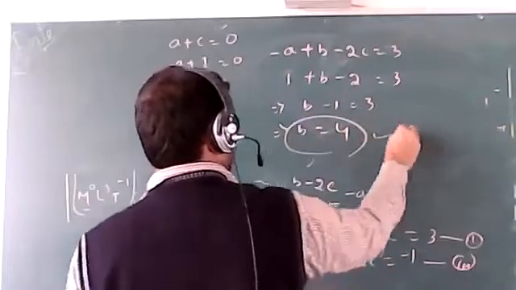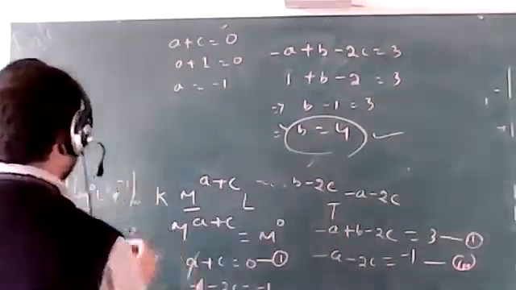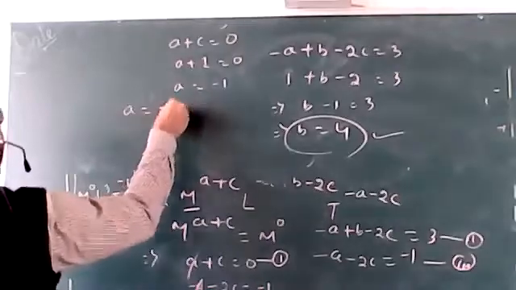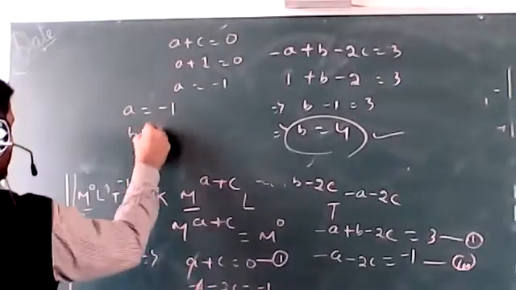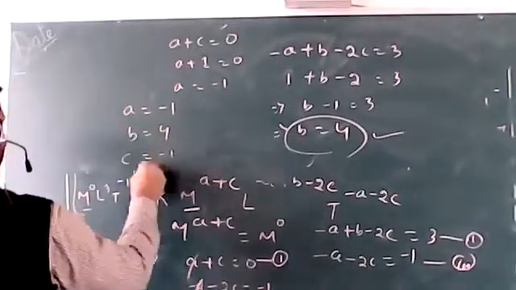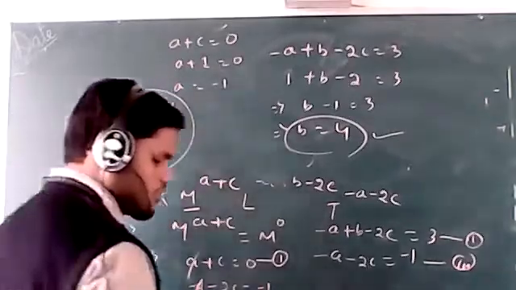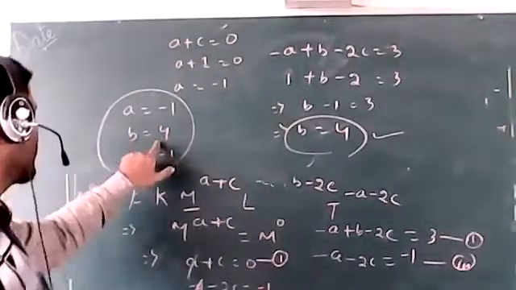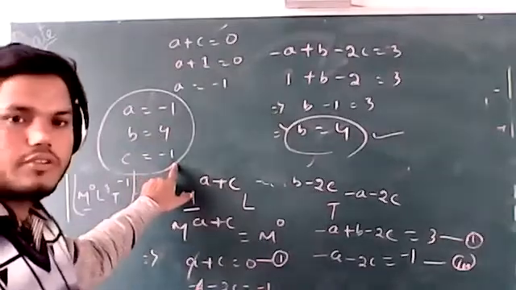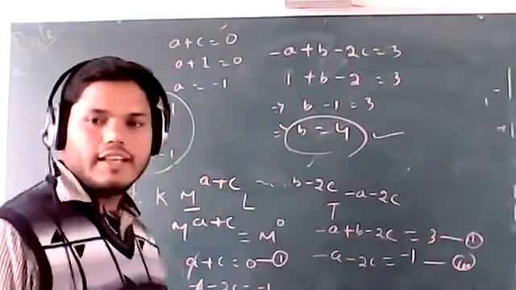B equal to how much? 4. So we have found out a equal to minus 1, b equal to 4 and c equal to minus 1 from these equations. A equal to minus 1, b equal to 4 and c equal to minus 1. Okay, got it?